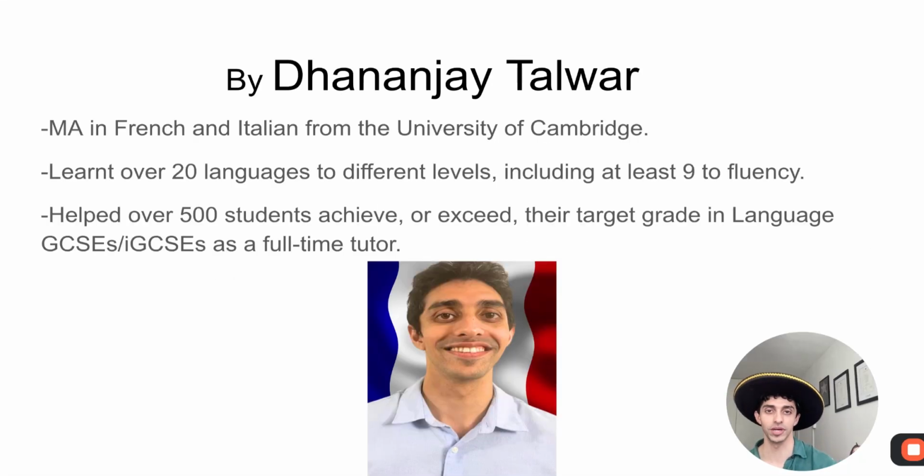So, just to introduce myself quickly first, my name is Dhananjay Talwar, and I studied French and Italian for my MA at the University of Cambridge, graduating back in 2015. And I've been in the field of education ever since that time, mostly as a tutor. I've learned more than 20 languages myself to different levels, of course, but that includes at least 9 of them to fluency. So it's something that I'm really passionate about, that I enjoy doing.